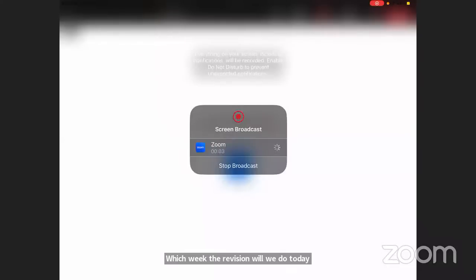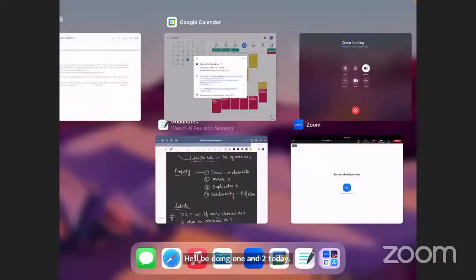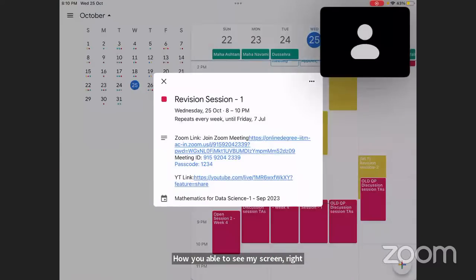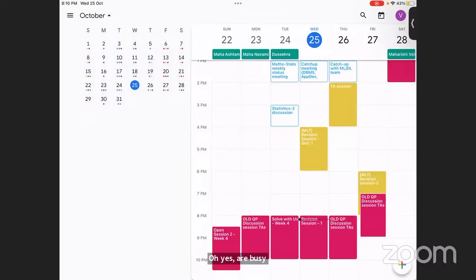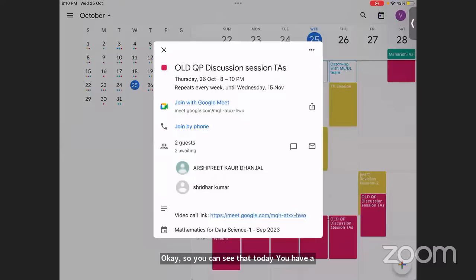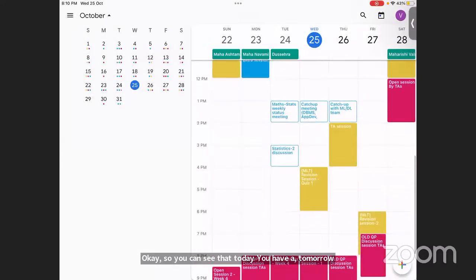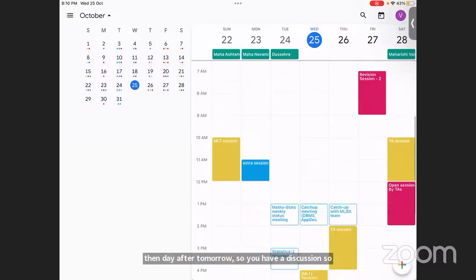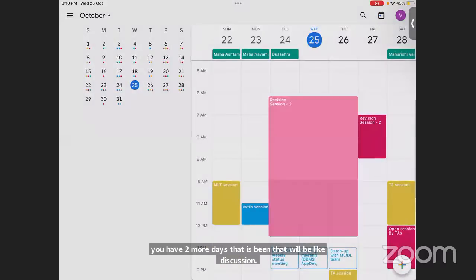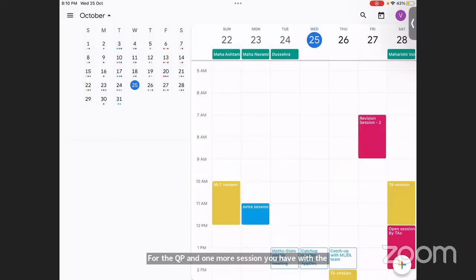I'll show you. If you are able to see my screen, just let me know. Sir, which week's revision will we do today? We'll be doing weeks 1 and 2 today. Are you able to see my screen? Yes, sir, visible. So you can see that today you have a revision. Tomorrow you'll be discussing some old QP, the previous term paper, and the day after tomorrow also you have a QP discussion. So you have 2 more days of QP discussion, and one more revision session for weeks 3 and 4.